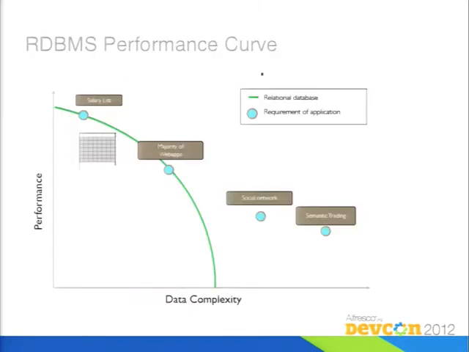So here's another view of performance curves with relational databases. We see that relational databases actually do quite well with tabular data, and the majority of the web applications today do quite well with tabular data as well. But when we move towards data structures such as social networks and the semantic web, we see performance fall off with relational databases.